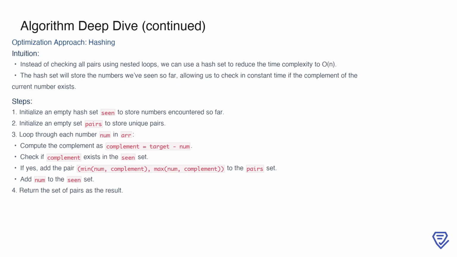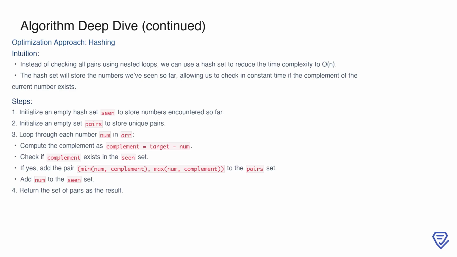Now, to optimize the solution, we can use hashing to reduce the time complexity to O(n). The idea is to use a hash set to keep track of the numbers we've seen so far. Instead of iterating through the array multiple times, we can check in constant time whether the complement of the current number exists in the set. The steps are as follows.